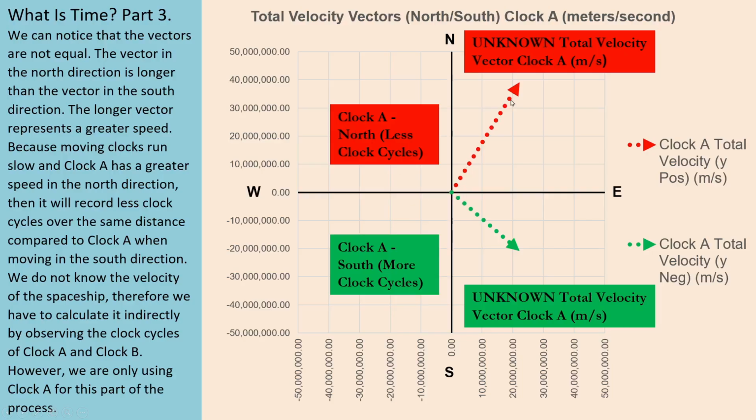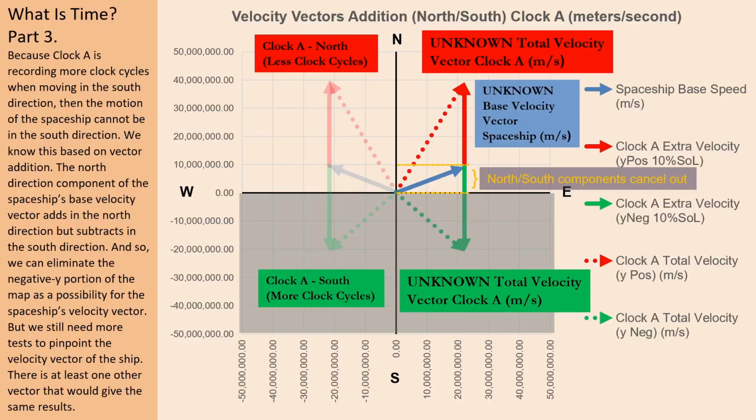We know that this vector is longer than this vector, greater velocity, less velocity, because of the clock cycles that were produced by the clock while we perform the tests. Because clock A is recording more clock cycles when moving in the south direction, then the motion of the spaceship cannot be in the south direction. We know this based on vector addition.